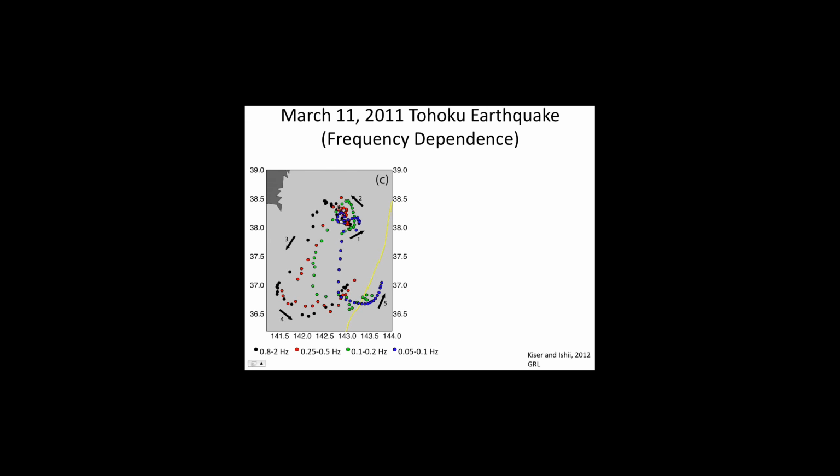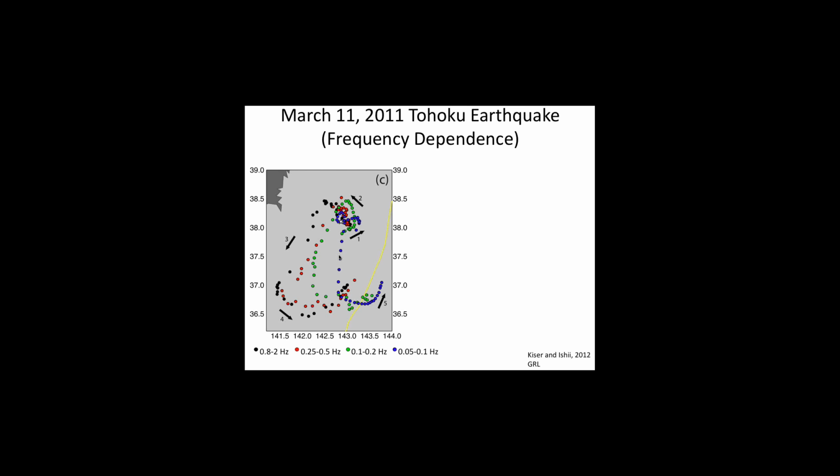What's being plotted with the black dots is the highest frequency back projection result. So you can see that here. With the red, that's slightly lower frequency, so 0.25 to 0.5 hertz. And then going to even lower and lower frequencies, green is 0.1 to 0.2 hertz, and blue is 0.05 to 0.1 hertz. So what you can see from this plot is, the first thing, that you have this systematic up-dip shift in the imaged energy release as you go to lower and lower frequencies.